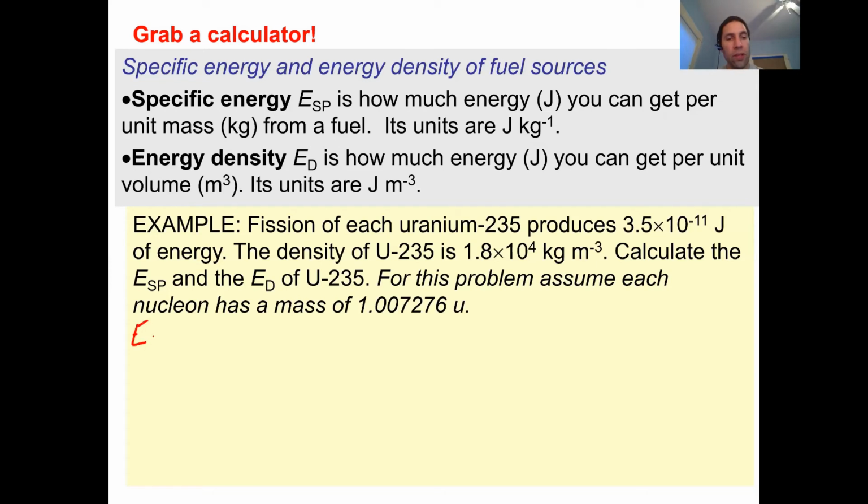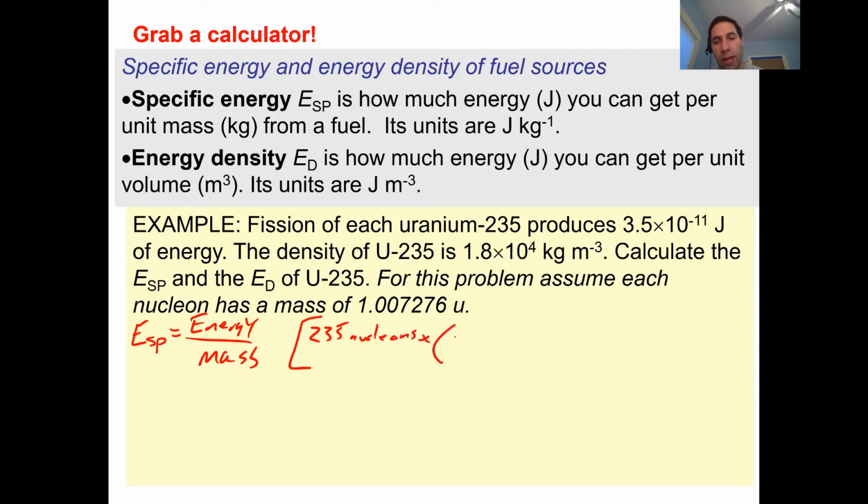So specific energy, if you remember, is energy per unit mass. Okay, so let's first of all go over to the side here and figure out how much mass is in one uranium-235 isotope, and therefore how much energy we would get if all that mass was converted to energy. So uranium-235, we know it has 235 nucleons.